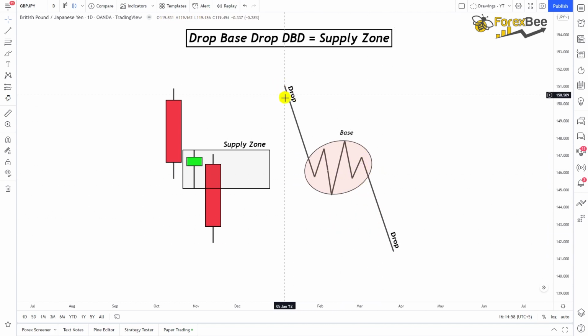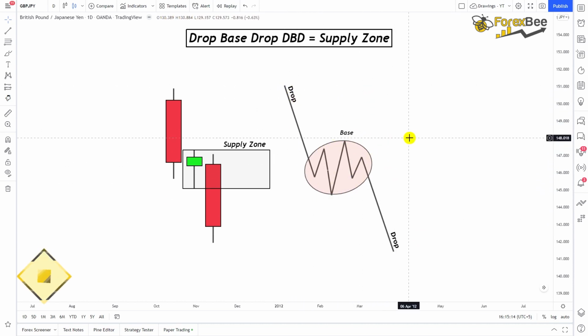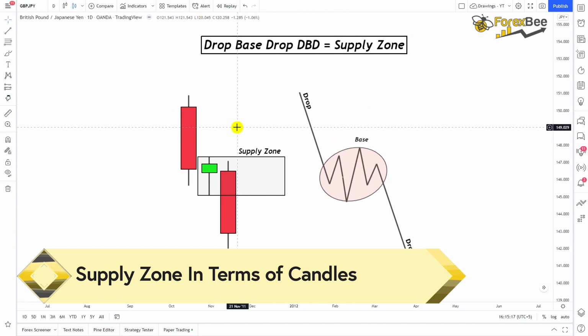So this one is drop, then this ranging market is the base, and then again this impulsive move in the bearish direction is drop. So that's why it's called base drop supply zone, and this is the market structure behind this base drop supply zone. Now let's talk about this supply zone in terms of candlesticks.